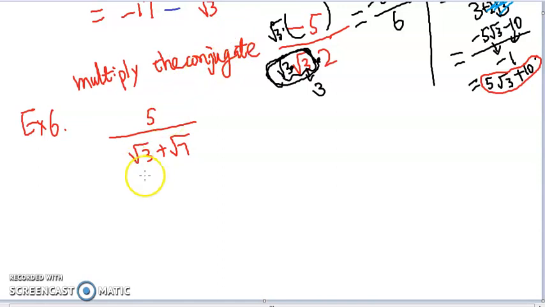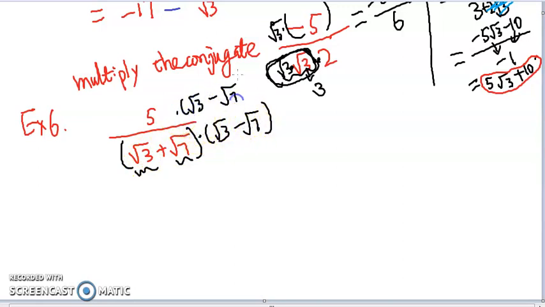Okay, so look at the bottom. The conjugate will be changing the sign. So we have a plus. That means we're going to change the plus sign to a minus sign. But you have to copy in exactly the same thing. Square root of 3 and square root of 3, square root of 7, square root of 7. And we're going to multiply the same thing on the top.